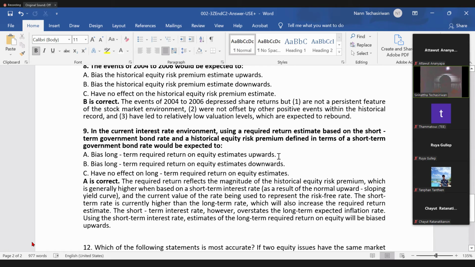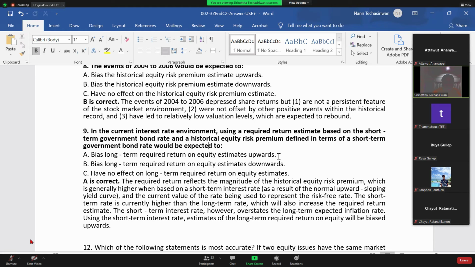This is because with the equity risk premium estimate in the past, given the normal yield curve, you add this to the current risk free rate, which is abnormally high, right? So it will result in the overestimate bias, upward bias of the required return.